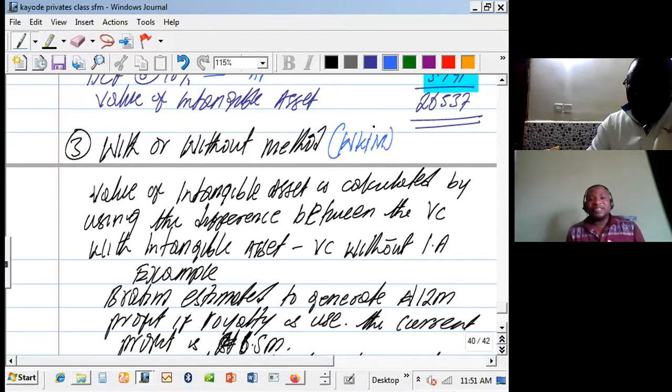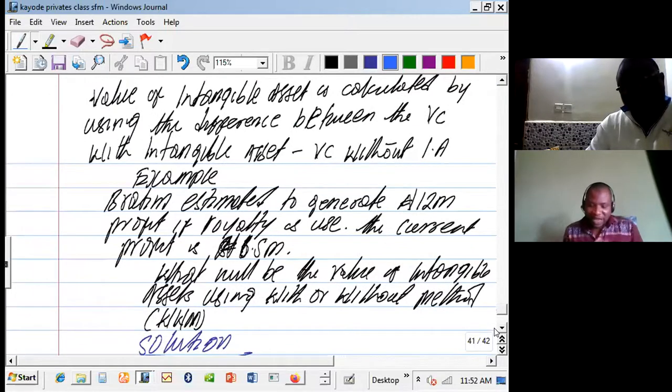Very interesting method. The method says that we should just look for the difference between the value of the business if the intangible asset is used minus the value of the business without the intangible asset. So, value of the business with intangible asset minus value of the business without intangible asset. Look at this example.